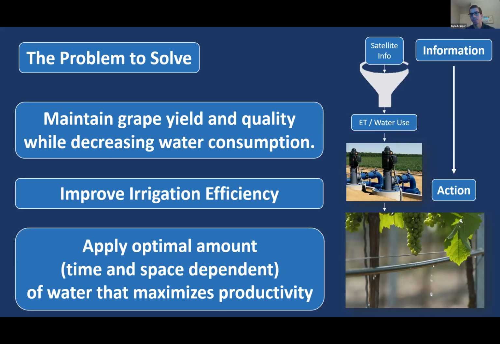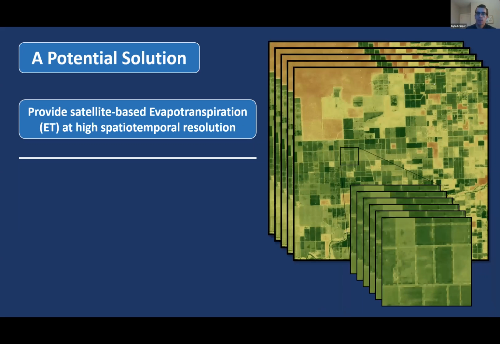Now, one of the ways that we think we can improve irrigation efficiency is by quantifying vine water use via a satellite-derived evapotranspiration, or ET, product that is available at both a high spatial resolution, so field scale, and high temporal resolution, so daily.